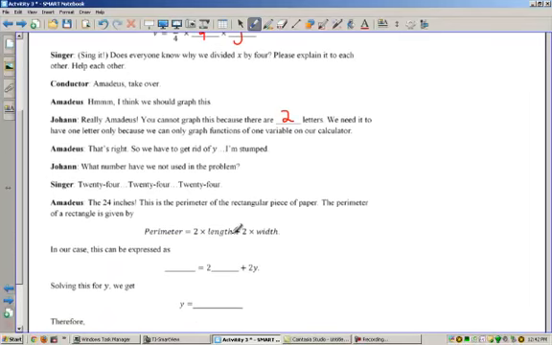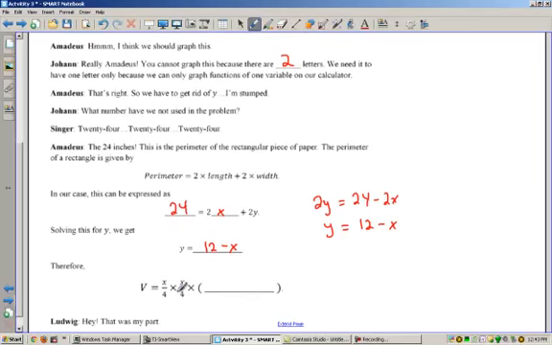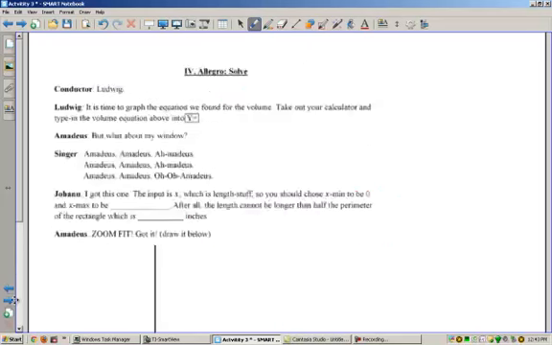So it says the perimeter is 2L plus 2W. Here we have our perimeter, which remember was 24 inches. And we used X and Y instead of L and W. So we have 2X plus 2Y equals 24. When you solve this for Y, move over the 2X, so I get 24 minus 2X. Then divide both sides by 2, and so I get 12 minus X. So Y equals 12 minus X. And therefore I have V equal to X over 4 times X over 4 times 12 minus X. Now I have V as a function of one variable, so I should be able to graph it.